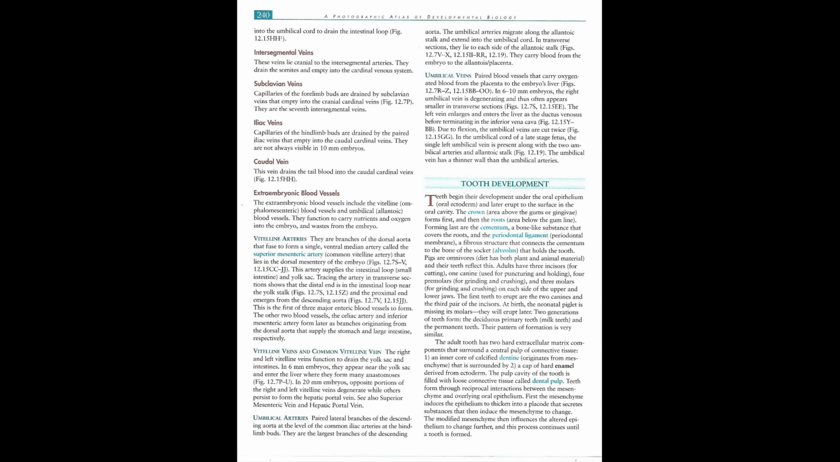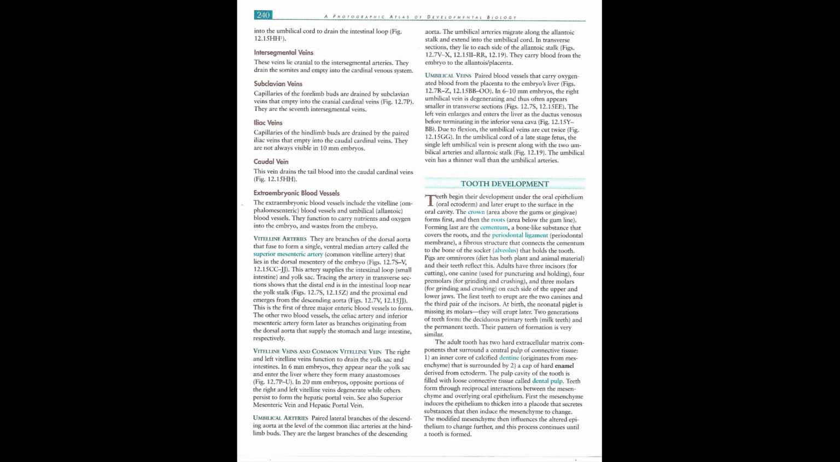The left vein enlarges and enters the liver as the ductus venosus before terminating in the inferior vena cava, Fig 12.15 ybb. Due to flexion, the umbilical veins are cut twice, Fig 12.15 gg. In the umbilical cord of a late-stage fetus, the single left umbilical vein is present along with the two umbilical arteries and allantoic stalk, Fig 12.19. The umbilical vein has a thinner wall than the umbilical arteries.